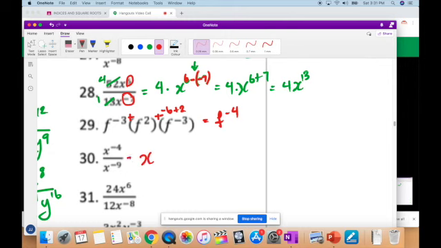Same thing here. Because of the negatives, I will use my law. Negative 4 is the top one. Negative 9 is the underneath one. And I have to minus them. So that means I'll have x to the negative 4 plus 9, which is x to the positive 5.